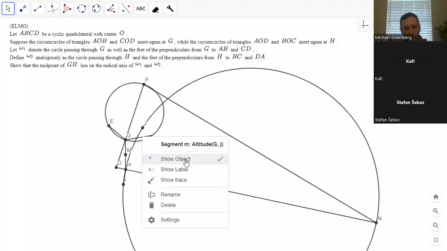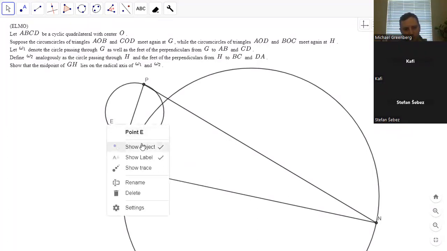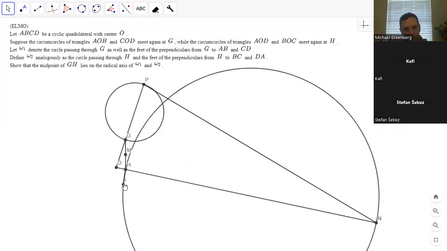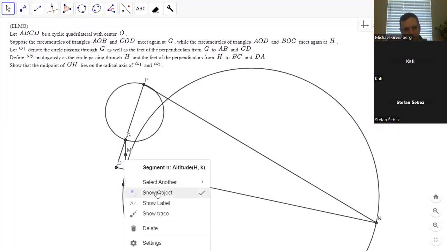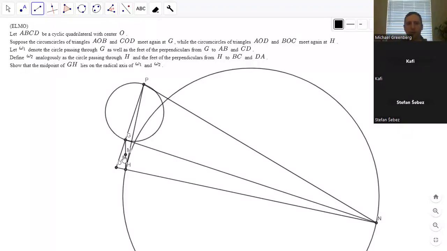So all we really need is... yeah, we really don't need anything. So you're saying we just start with triangle PON, and then G and H are the feet of the altitudes, and M is the midpoint of GH, and then we draw the circles with diameters PG and HN, and we show M has the same power with respect to them.